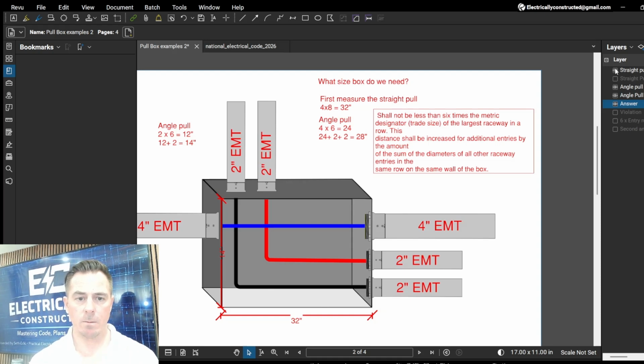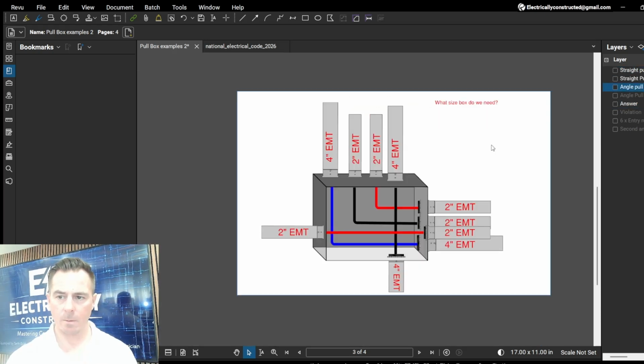All right, let's go ahead and just look at one more. All right, so in this box, we still have straight poles and angle poles. We have straight poles coming out of the top. We got straight poles coming out the side. We have angle poles, and we have multiple rows on this one as well.